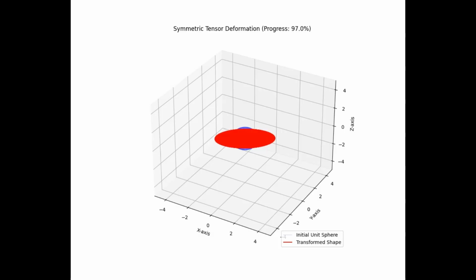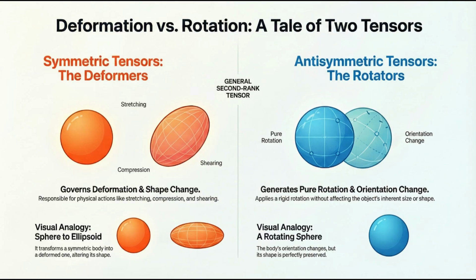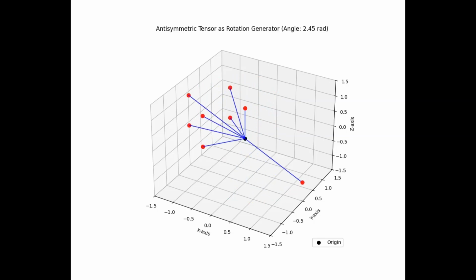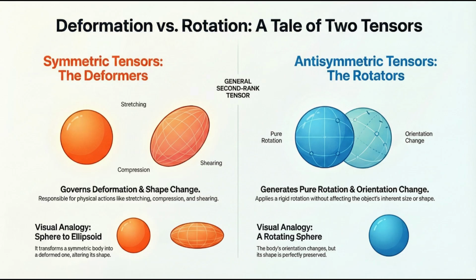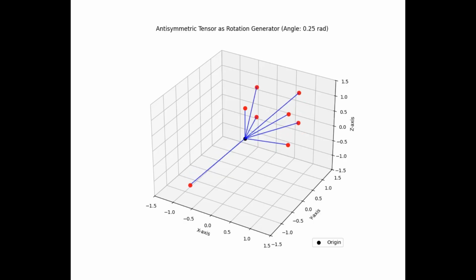This part is only responsible for deformation, stretching, compressing, or shearing an object. Think of it like squishing a sphere into an oval. And finally, there's the antisymmetric component. This piece of the puzzle handles only pure rotation. It changes an object's orientation in space, but it doesn't alter its size or its shape one bit.